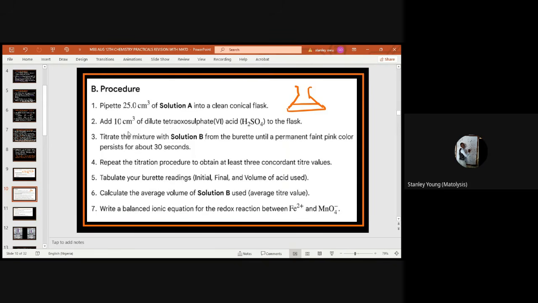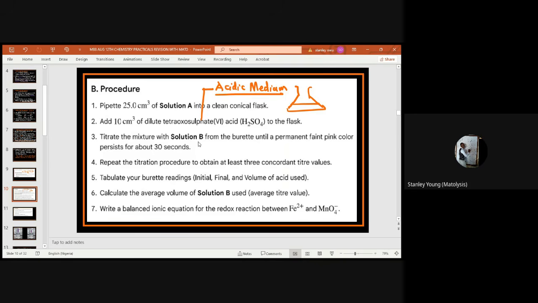And they said add 10 cm³ of dilute H2SO4 to this conical flask. The job of this is just serving as the acidic medium. Normally, when you balance a redox reaction, you would see that by default, we first attain the acidic medium. So the job of this H2SO4 is just being the medium in this case.